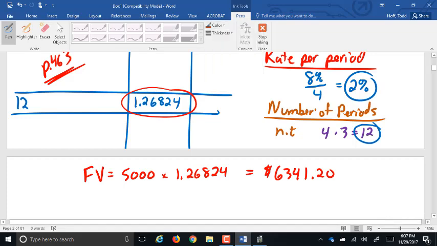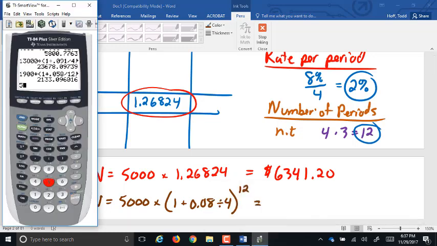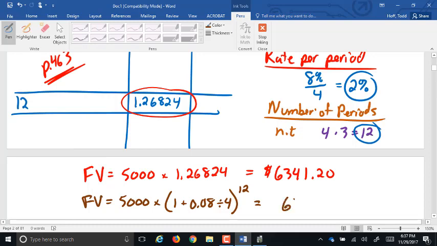If you use the formula, this is 5,000 times, parentheses, 1 plus 0.08 divided by 4. I'm just going to put the power of 12 there because we know it's 4 periods per year times 3 years, right? So that's going to be 5,000 times, parentheses, 1 plus 0.08 divided by 4, close parentheses, power of 12. 6,341.21. You are correct.